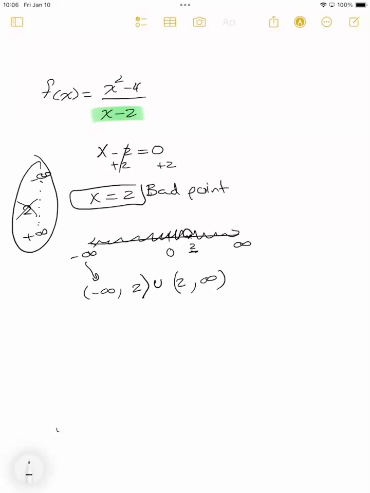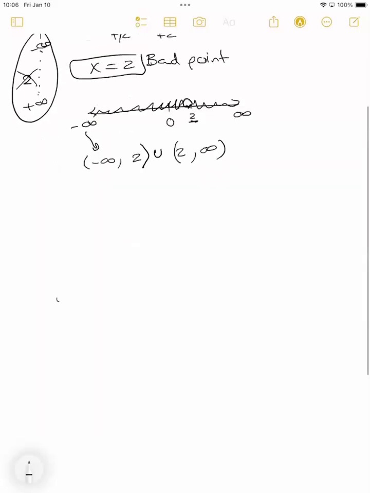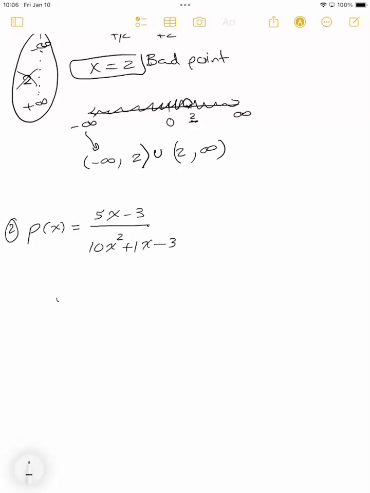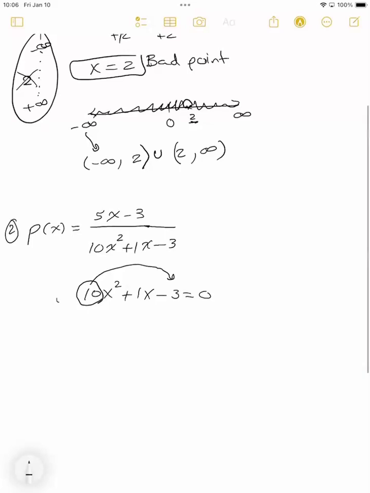Question number 2. We also want to find the domain for such a function. So you're going to set the denominator equal to 0 and solve this equation. This is a trinomial equation where the coefficient of x to the power 2 is not 1. For these problems, this is one of the methods that you can use. In this problem, by multiplying 10 and 3, you get 30.